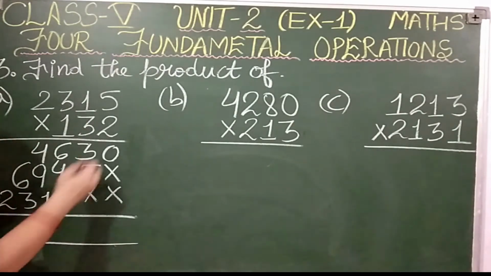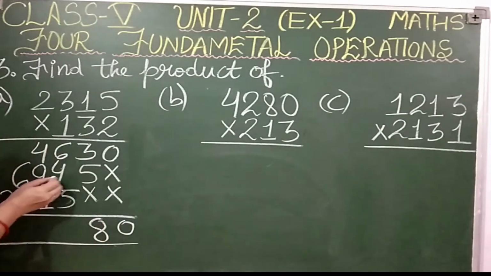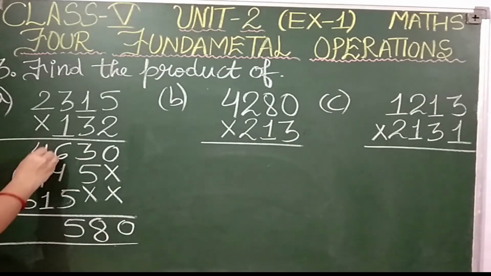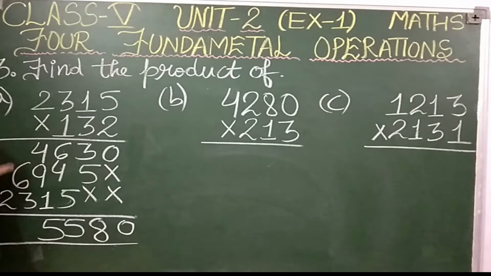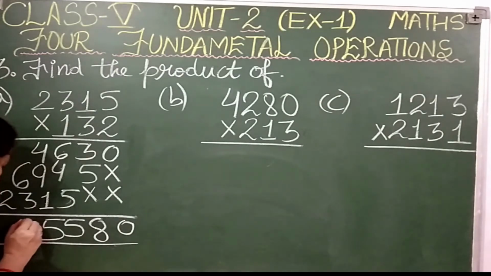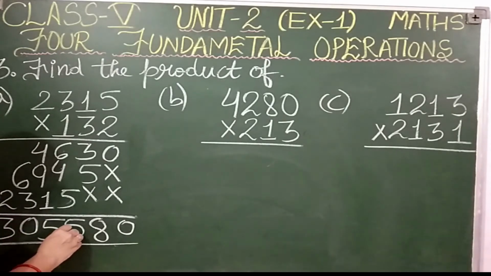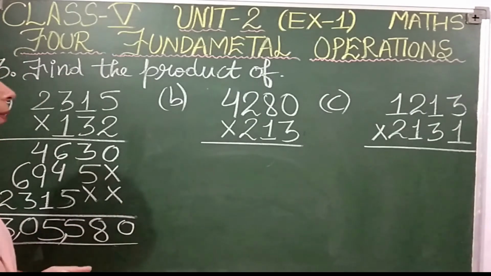Here I will put plus sign, then 0, 5 plus 3, 6, 7, 8. Then 6 plus 4, 10, 10 plus 5, 15, 1 carryover. 9 plus 1, 10, 10 plus 4, 14, 14 plus 1, 15. Then again 1 carryover, 6 plus 1, 7, 7, 8, 9, 10. Again 1 carryover, 2 plus 1, 3. So students, our final answer is 3,05,580. The product is 3,05,580. Clear?